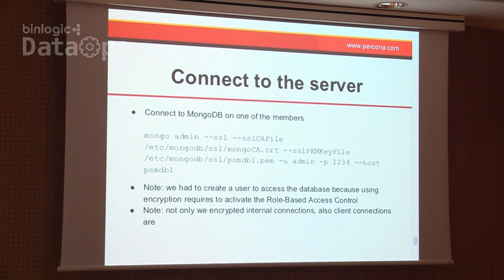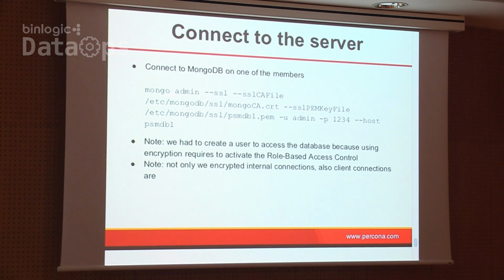Now, to connect to the server, you just need to run your client. You need to specify the user, and also you need to specify your certification authority and also the certificates of the node, and obviously your user and your password. And after doing this, you are sure that internal replication between the nodes is encrypted, but also external connections to the database are encrypted using the same certificate.